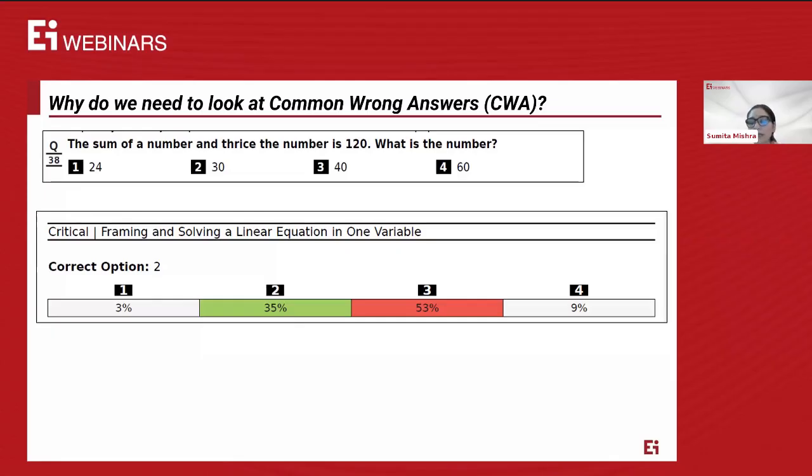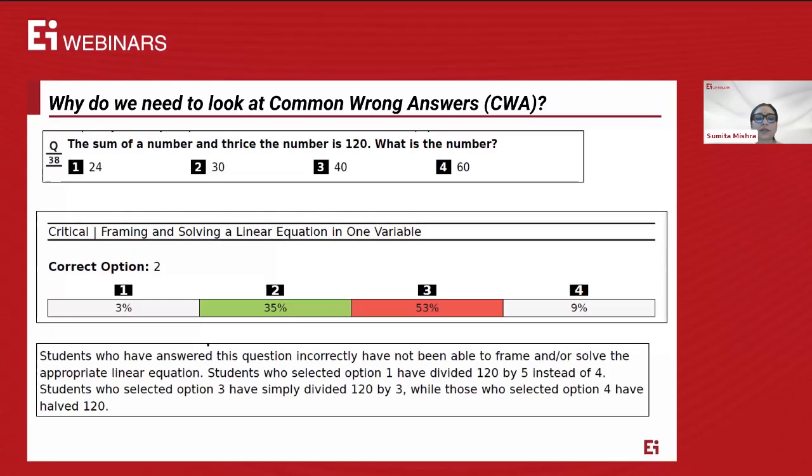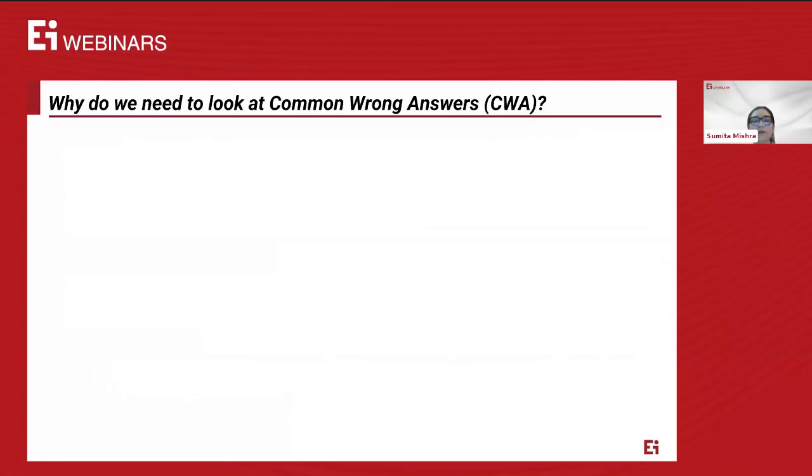So if you look at this question, it probably then tells you that there is a need to revisit how mathematical statements can be translated into simple equations before we actually move on to more complex framing of equations. So that's a very good insight to have. And the misconceptions that each of these distractors target are also very well thought of and not just random numbers that we put. Let us look at another example of common wrong answer.